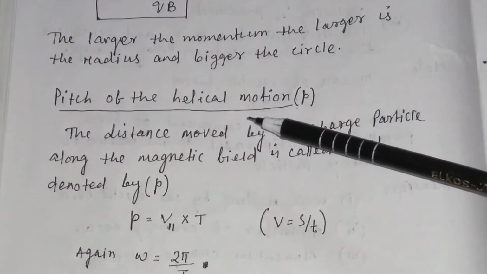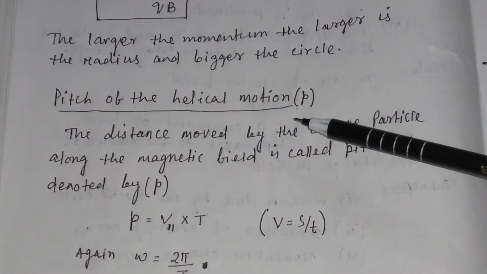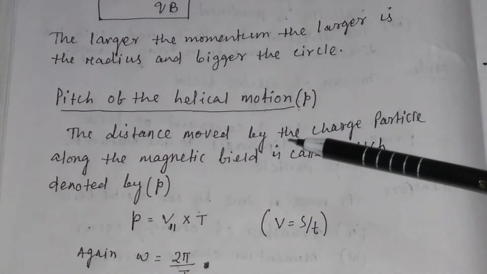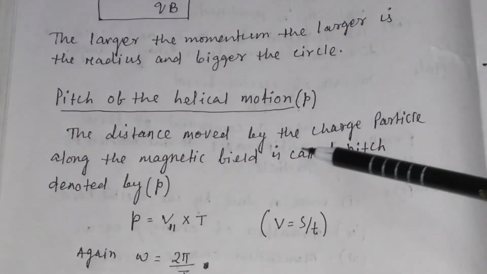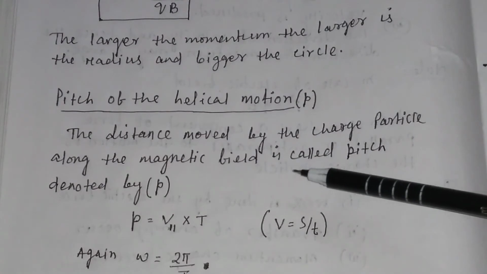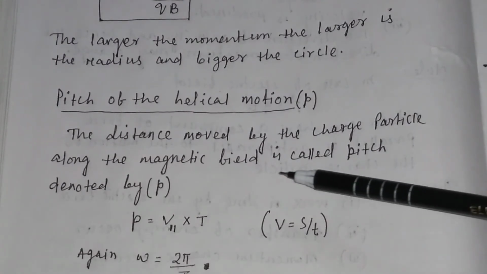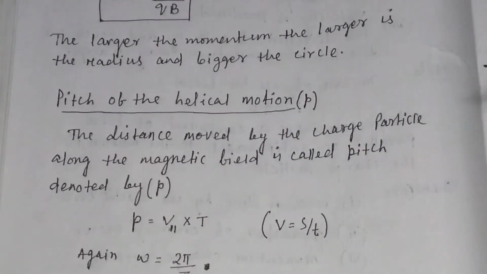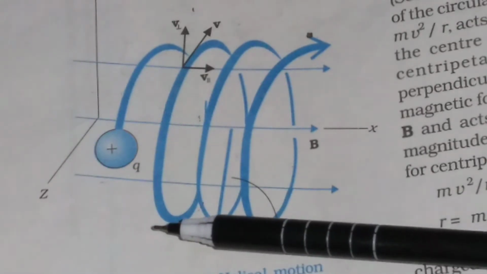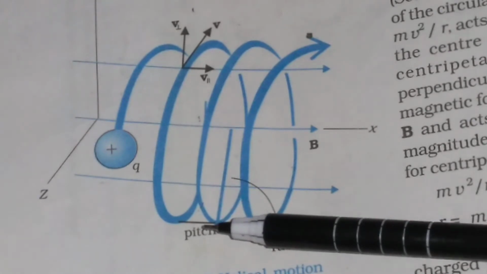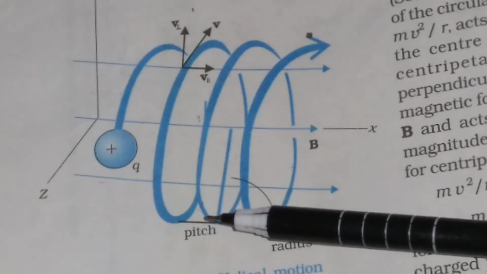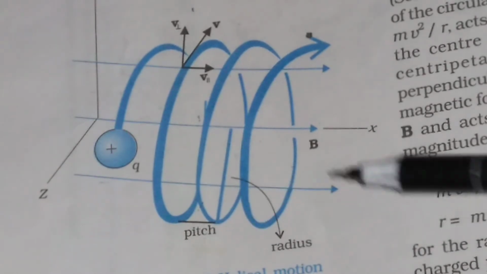Then let us know what is the pitch of the helical motion. Suppose the pitch of the helical motion is denoted by small p. What is pitch? The distance covered by the charged particle along the magnetic field is called the pitch, and it is denoted by small p. You can see here the distance moved by the charged particle along the magnetic field in this direction. This is called the pitch, and it is denoted by p.